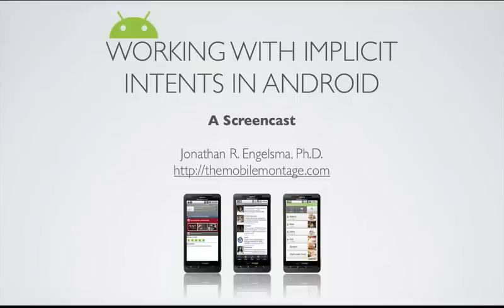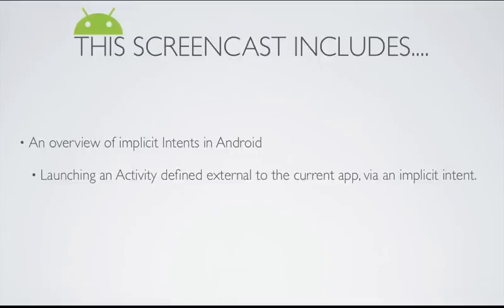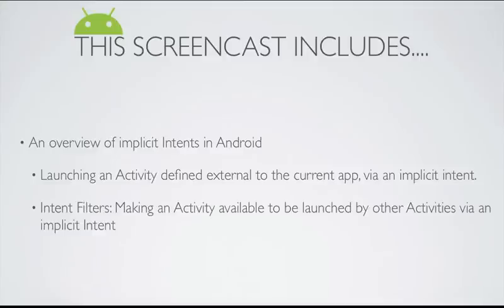In this screencast, we're going to take a look at implicit intents in Android, and in particular, we're going to look at how we can launch an activity defined external to our current application via an implicit intent. And then secondly, we're going to look at it from the other direction as well, how we can use intent filters to make our activity available to be launched by other activities using implicit intents.